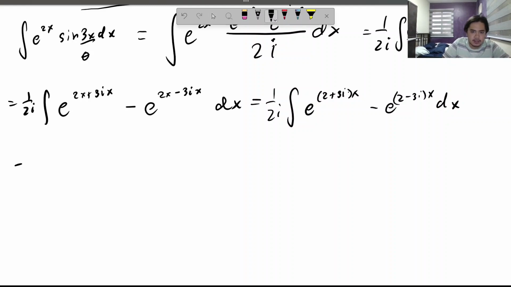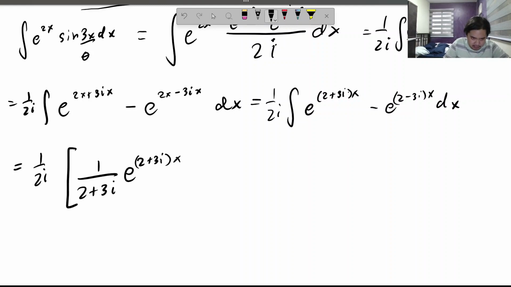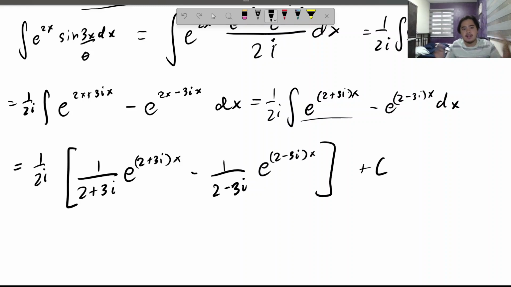So this is 1 over 2i, and then, what's the integral of this? Well, we copy it, since it's the integral of e to the x after all. And then the reverse chain rule: since this is just a constant, we multiply by 1 over 2 plus 3i. If you find the derivative of this, you will find this. So it's correct. You can double check that, by the way. And similar for this one, let's just put this here. And voila, that's the answer.